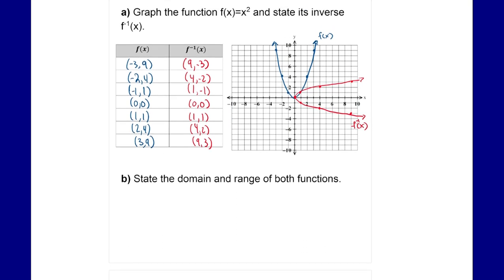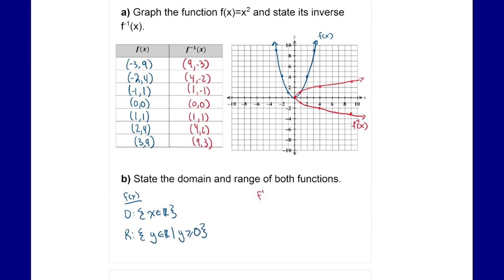Lastly, we want to state the domain and range for both. So for f of x, our domain for our base function, our x values, x can be any real number because they extend out infinitely. And for our range, our y values can be any real number given that they are greater than 0.